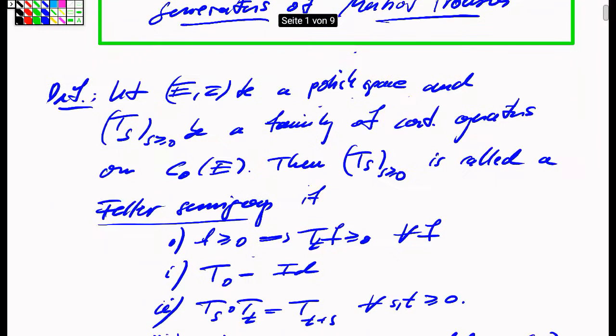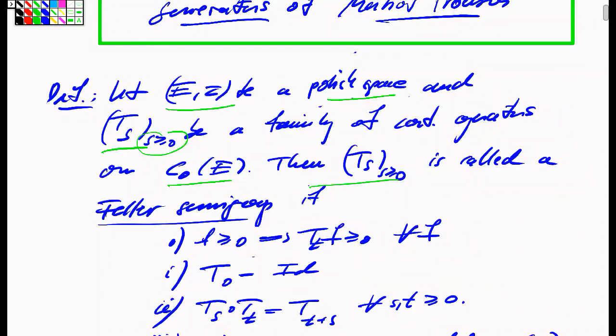We start with the repetition of the definition of a Feller semigroup. It starts with a topological space, which for simplicity we shall typically assume to be a Polish space, so it's basically a completion of a countable space. Then we consider a family of operators on the set of continuous functions on that space which vanish at infinity. And this family of operators is indexed typically by the non-negative real line. Could be a subset of that, but for simplicity let's just assume it's the full non-negative real line.